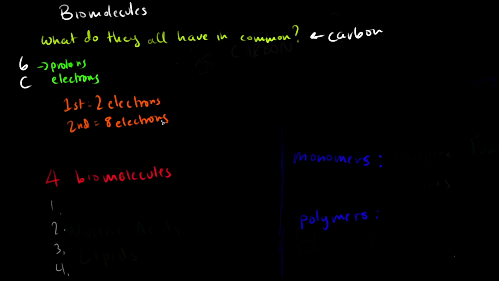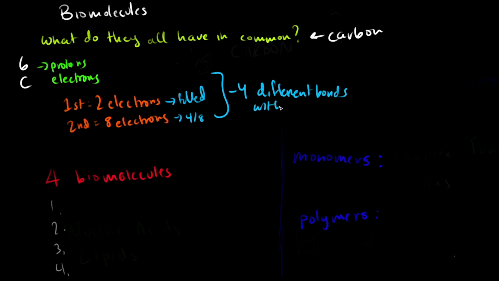So let's do the math. If we have 6 electrons, the first outer shell is filled, and in the second outer shell, 4 out of the 8 electrons are filled. Meaning that carbon can create 4 different bonds with other elements. Now, why is this important? Well, it ensures that there is a huge versatility within carbon itself. Attaching to 4 other types of compounds or elements gives it an increase in versatility.